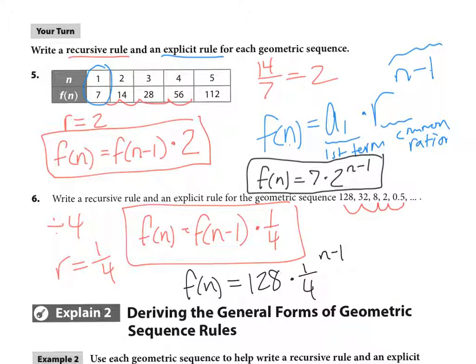Did not ask us to solve it here. All it asked us to do was what? Write the formulas. Now, are we going to have to solve? Absolutely. But it's easy. Super easy.